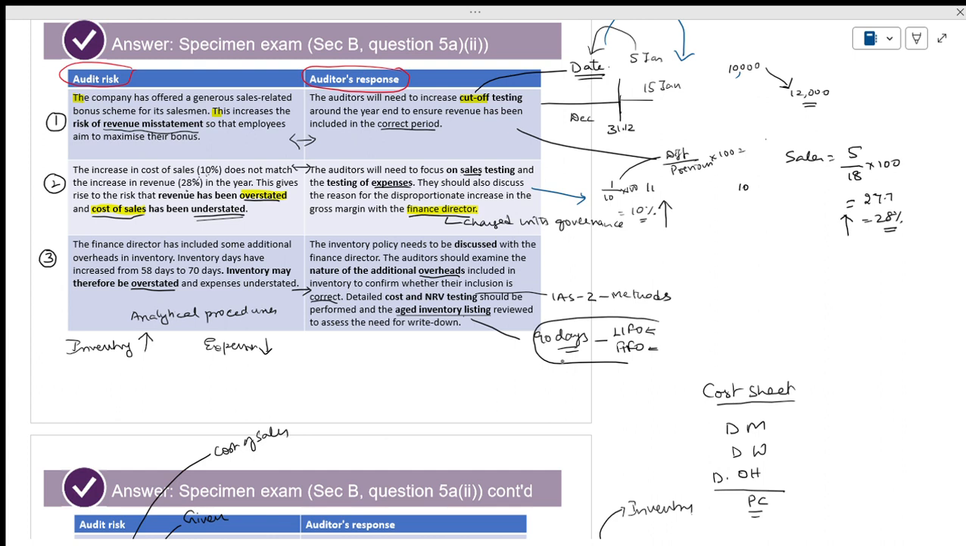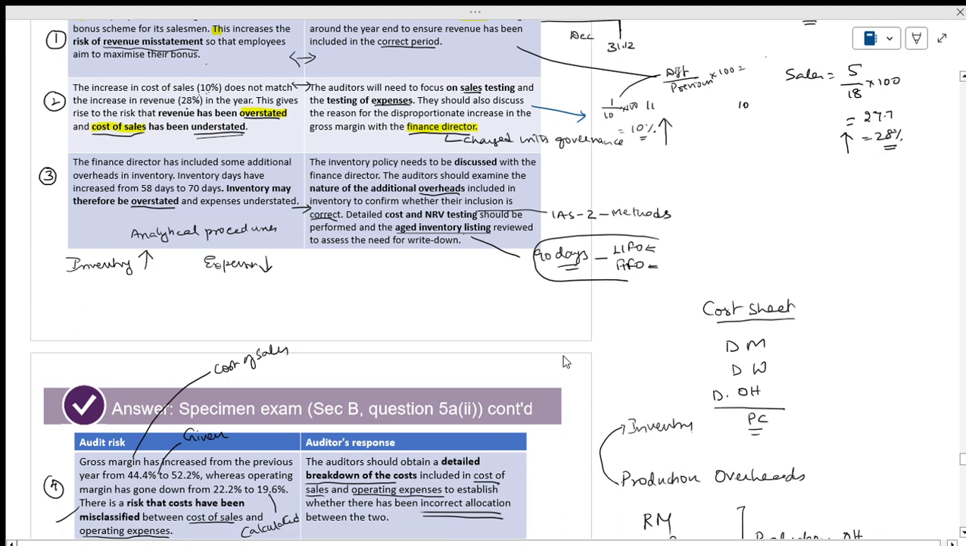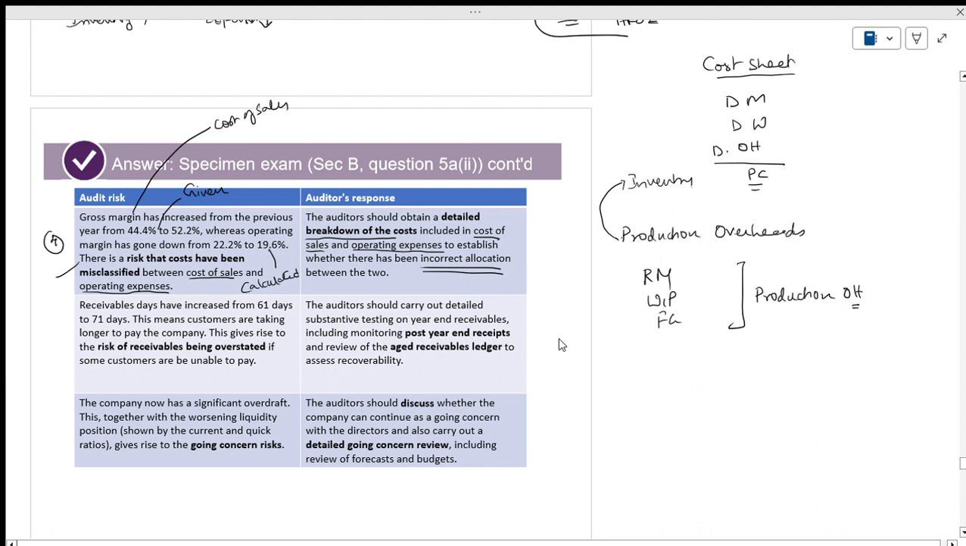First, they have started with sales. Second, they have done cost of sales. Third, in the cost of sales you will have inventory: opening inventory plus purchases and closing inventory. Fourth one, they have taken the expenses. Fifth one, they have taken the receivables. And the last one, they are talking about the going concern.